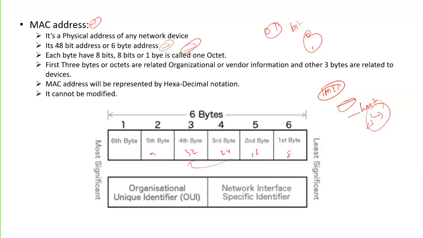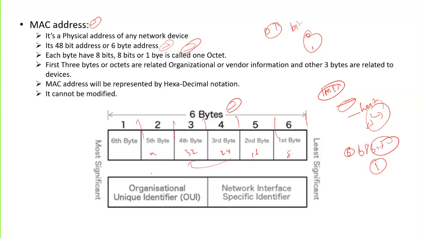Yeah. So these 6 bytes, what happened? Each 8 bits will be divided into 1 byte, right? So we can say it's a 6-byte address. Each byte is separated with some commas, I can say.